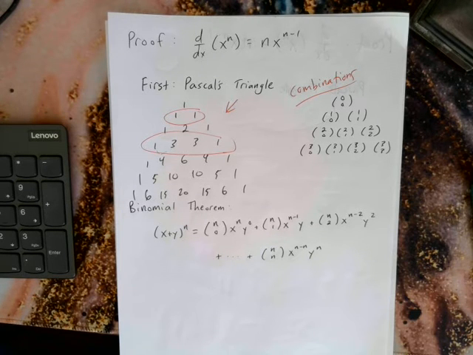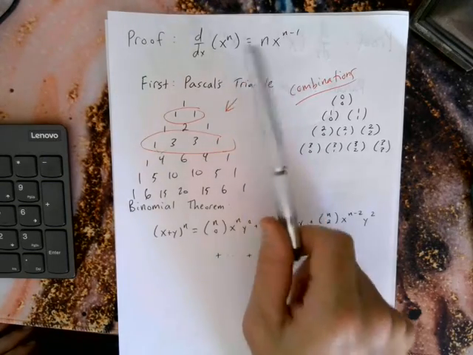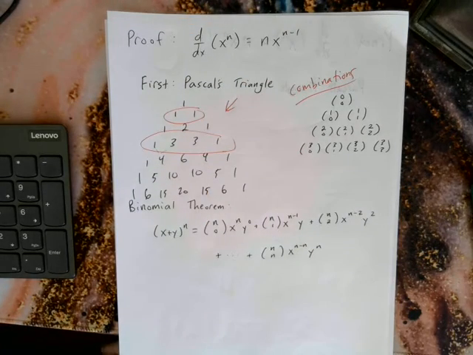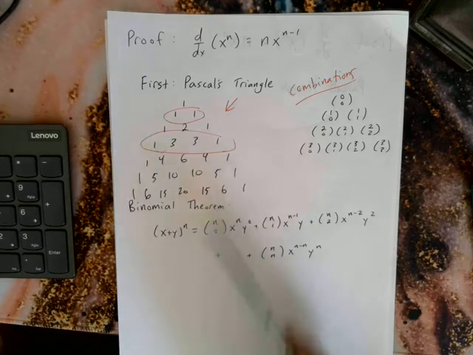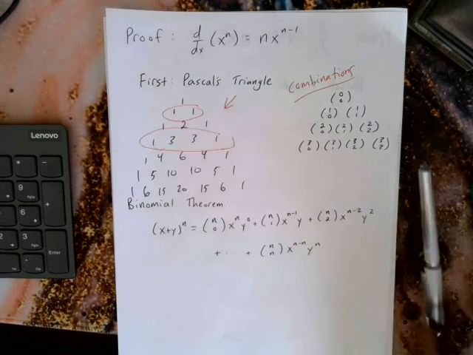So here's the proof for the power rule for differentiation, that x to the n differentiates to n times x to the n minus 1. Before we go into the proof, a few things we have to talk about first. One is Pascal's triangle. This is the triangle right here.